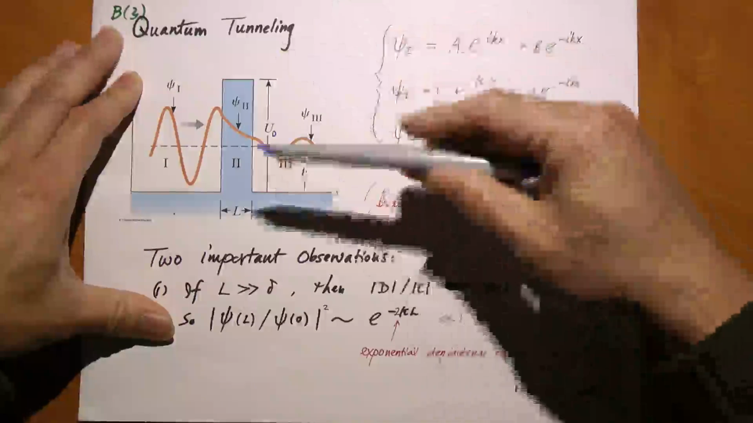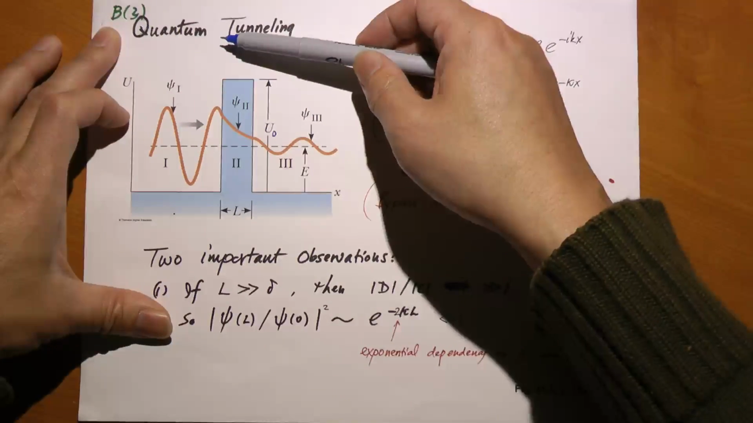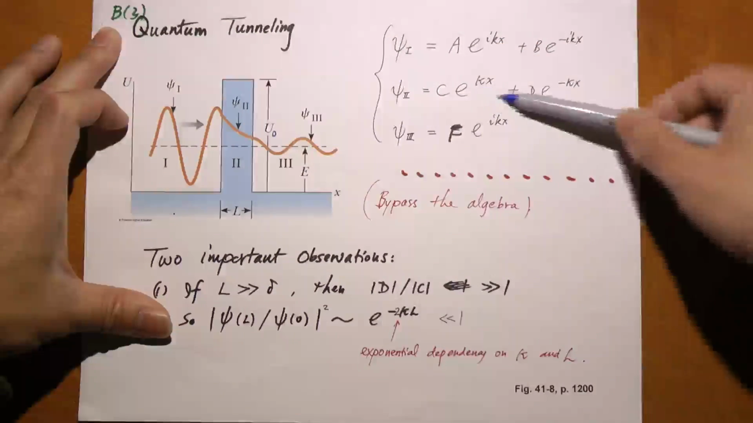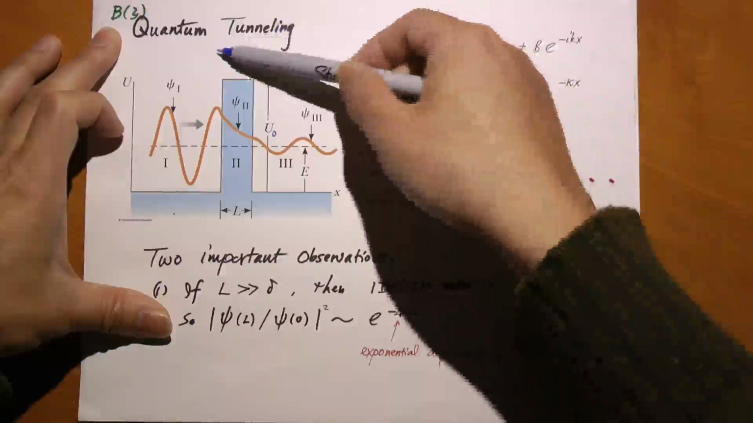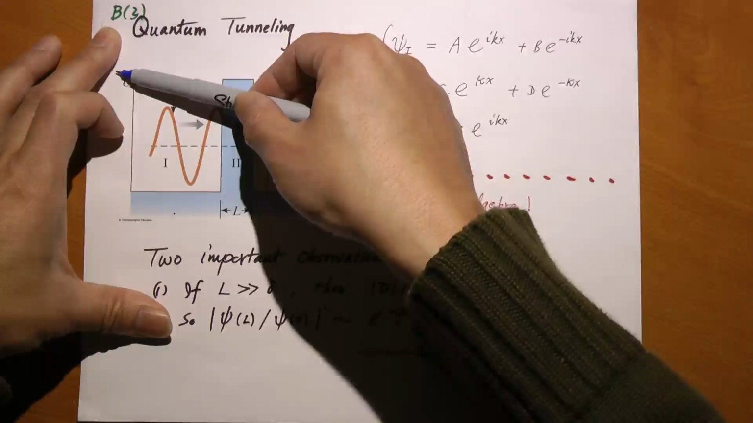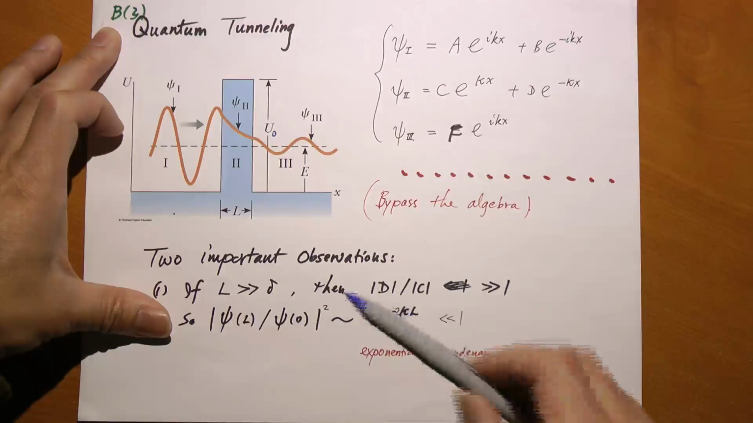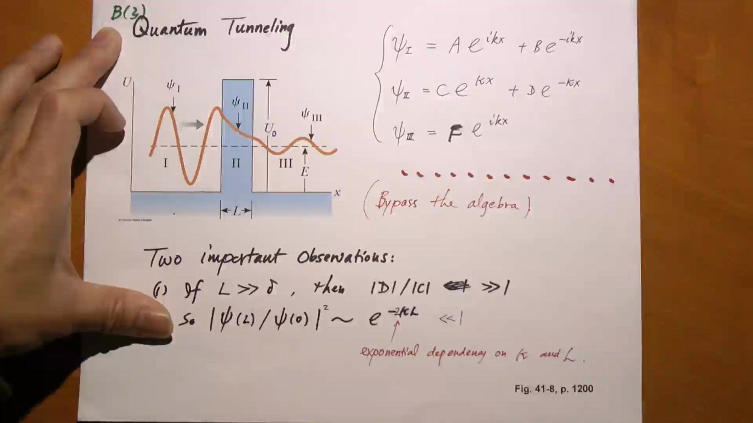So when E is greater than U naught, you actually have traveling wave everywhere. You don't have exponential. You have traveling wave coming in and traveling wave coming out. But again, part of the wave will be reflected. So therefore, there is only a certain chance the particle can go through, because another part gets reflected.